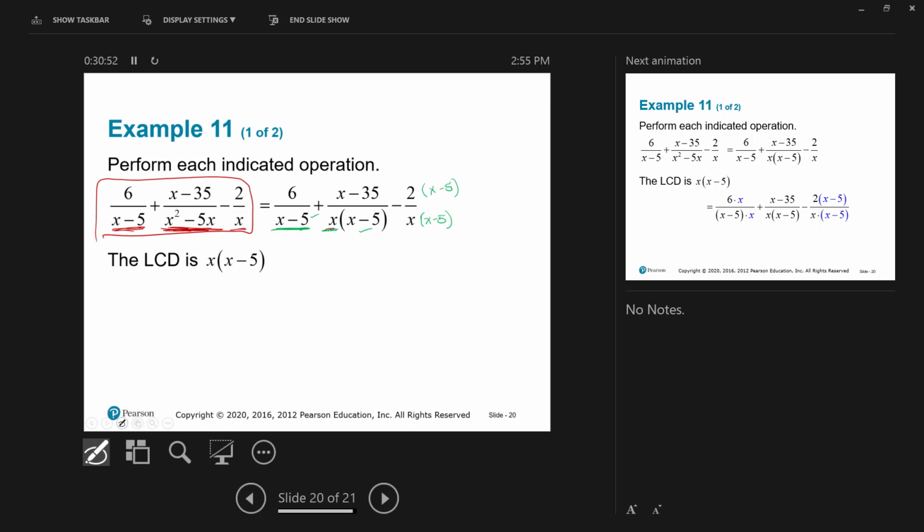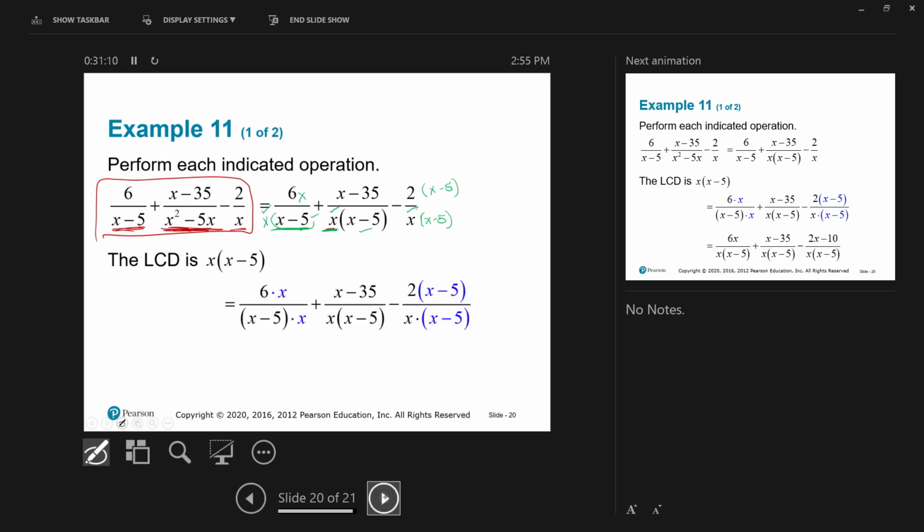Second denominator has an x. Does the first one have an x? No, so I got to multiply it by x, bottom and top. And the third one has an x also, so we're good. All 3 of them have an x. All 3 of them have the x minus 5. We're good. Which explains why their next step looks exactly like ours.